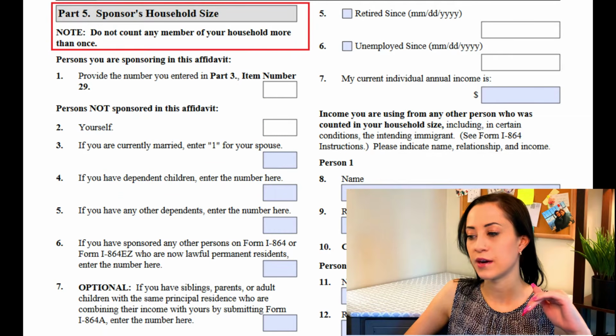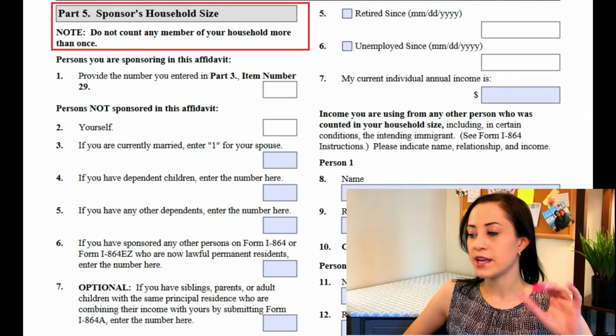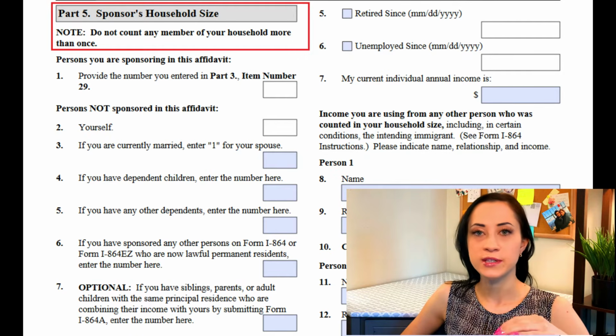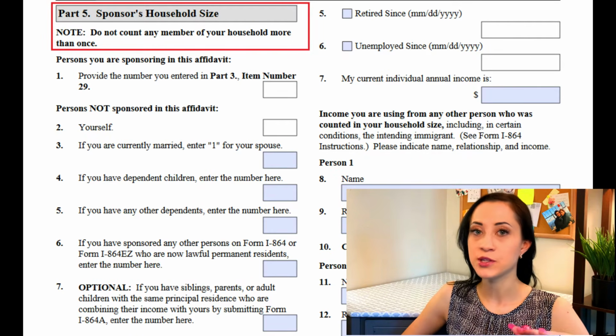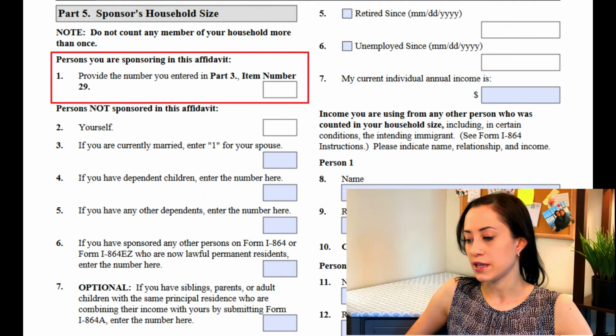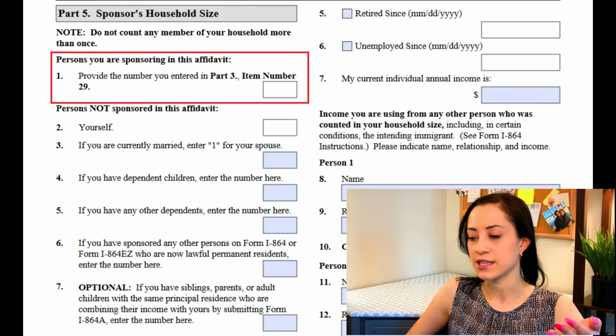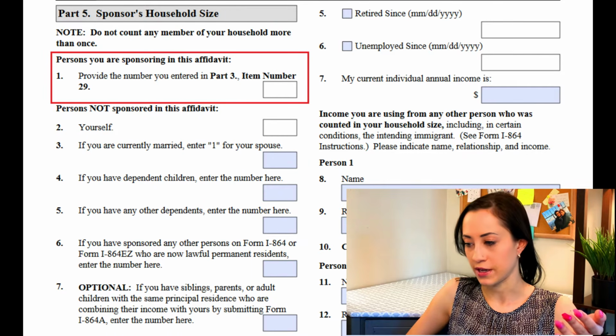Moving on to part 5, household size. Make sure you don't count anybody twice. It happens a lot. Number 1, you will be putting in essentially the same number you put in to question 29 of part 3.